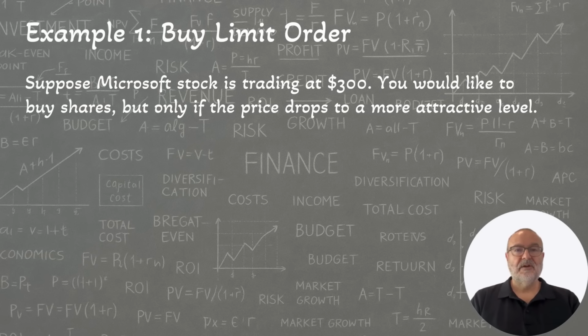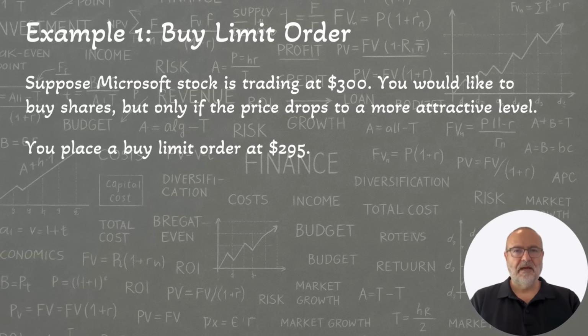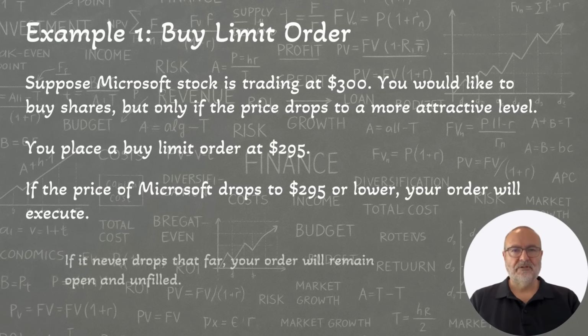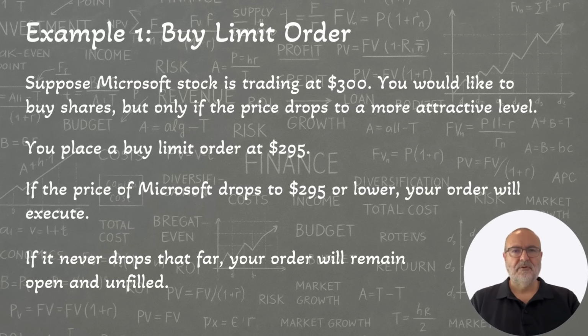Suppose Microsoft stock is trading at $300. You would like to buy shares, but only if the price drops to a more attractive level. You place a buy limit order at $295. If the price of Microsoft drops to $295 or lower, your order will execute. If it never drops that far, your order will remain open and unfilled.